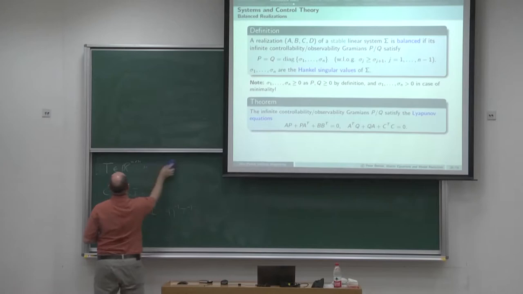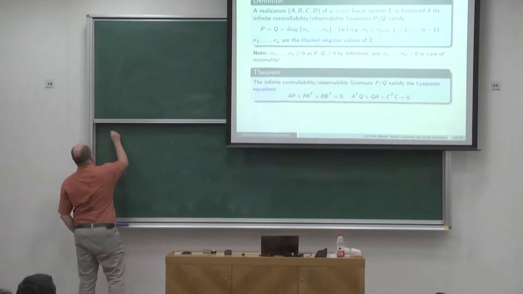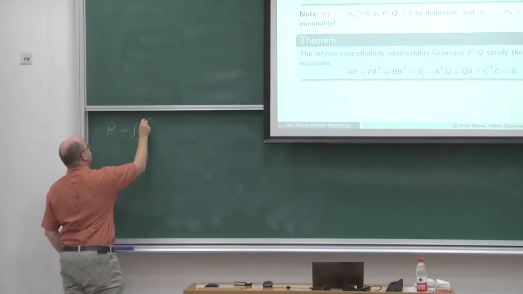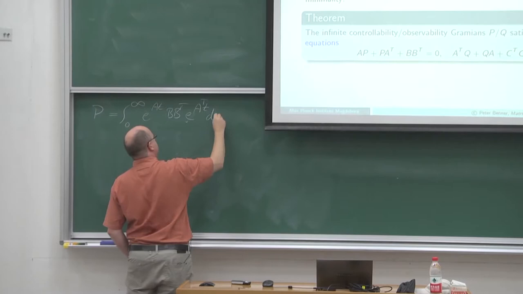And I only do it for the controllability gradient. The observability gradient case is completely analogous. So what do we know so far? The infinite controllability gradient is the integral from 0 to infinity of e to the A transpose B B transpose e to the A transpose t dt. So that's what we learned yesterday.